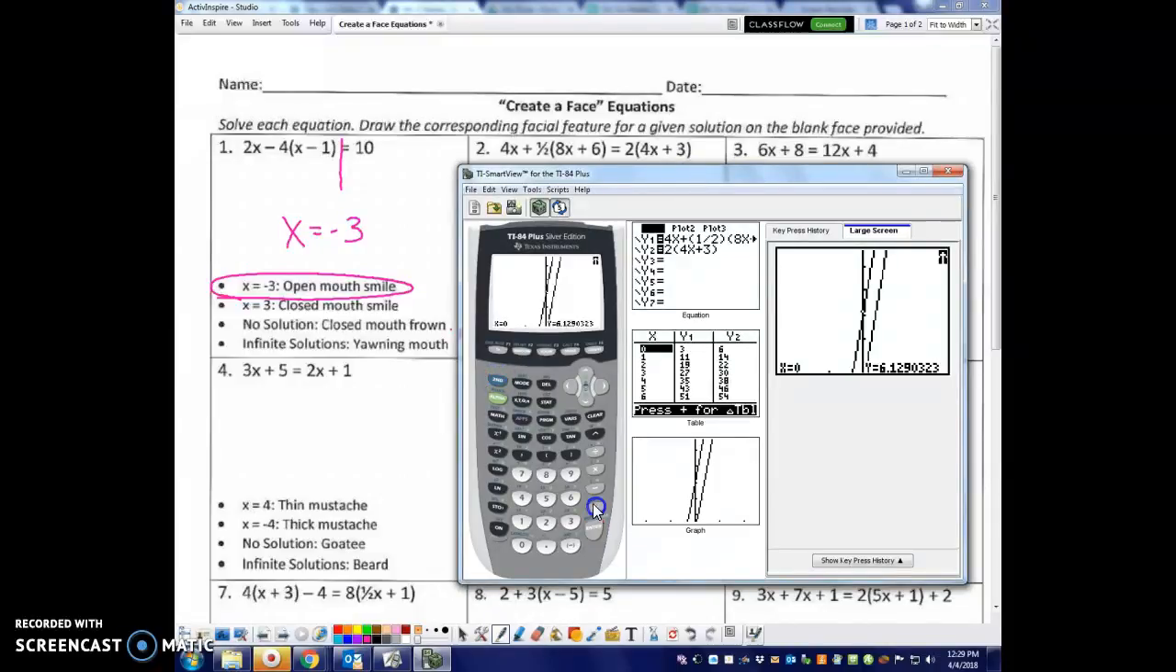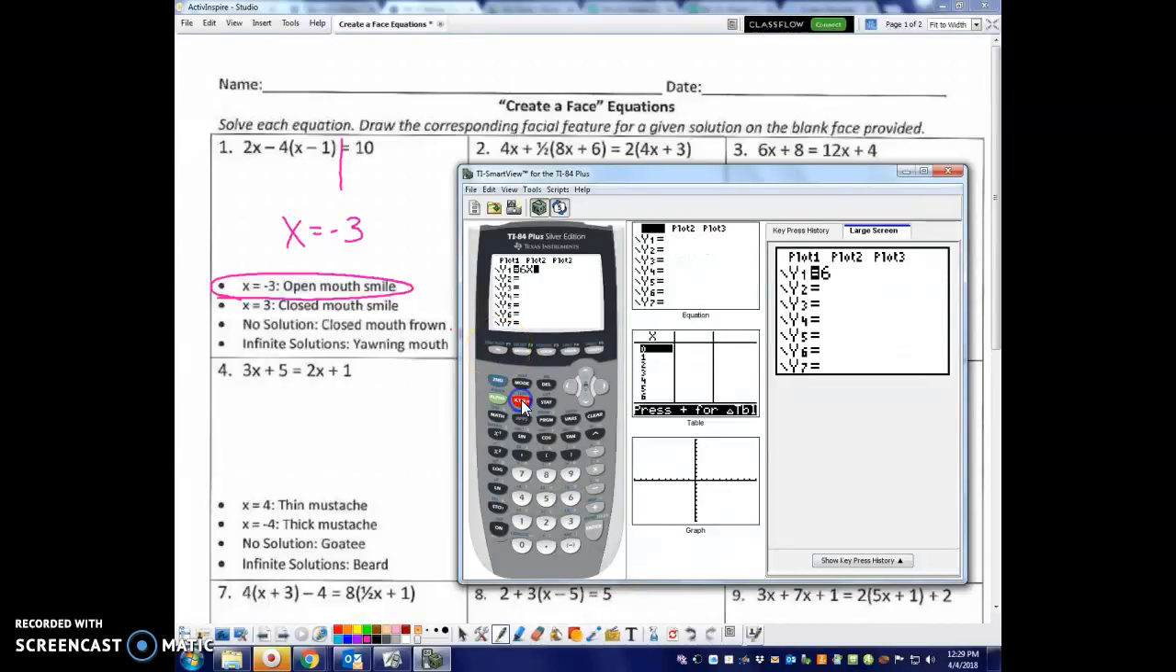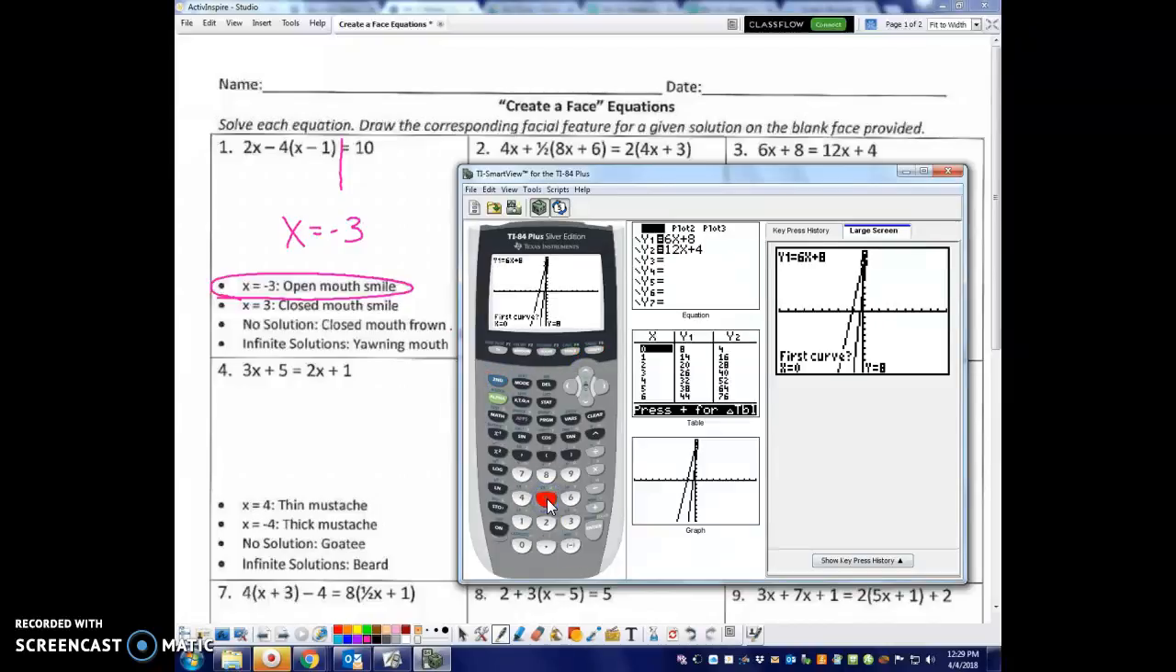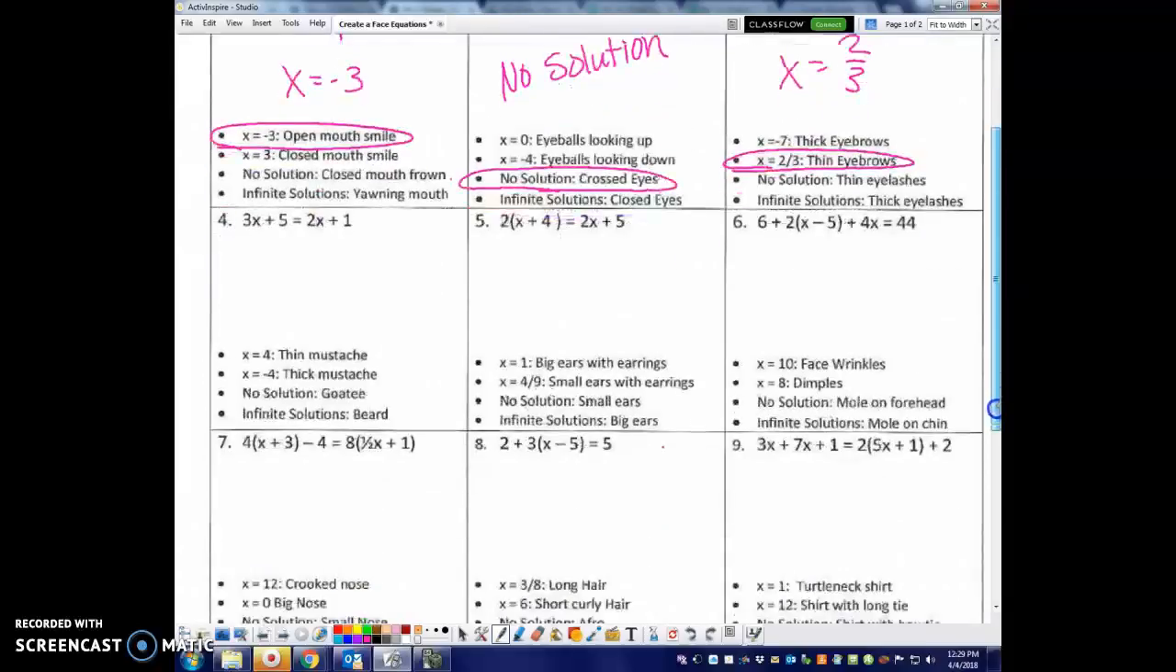Okay, so let's clear our calculator to put our graph back where it's supposed to be at. Y equals, so we have 6x plus 8 into y1. And in y2 we have 12x plus 4. Graph. All right, second trace 5, enter, enter, enter. It says it's 0.66666, okay? So quit, type that in, 0.6 all the way across, and then hit math, enter, enter. That's 2/3, okay? So here, x equals 2/3. So thin eyebrows.